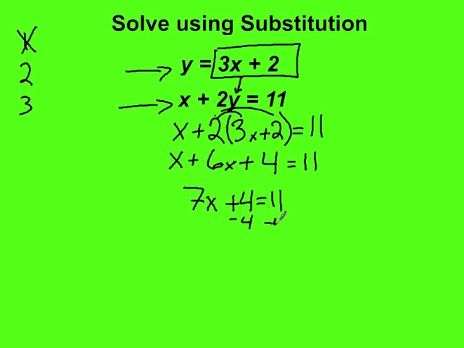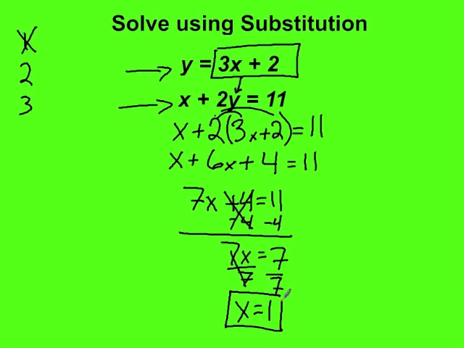Now it should be pretty simple at this point. Subtract 4. We get 7x equals 7. Divide by 7. X then equals 7 divided by 7, which is 1. I have now got x by itself. I have substituted an entire equation and simplified. So I'm now done with step 2. I got that x equals 1. Now we can use this and go on to step 3, which is substitute just for the variable.